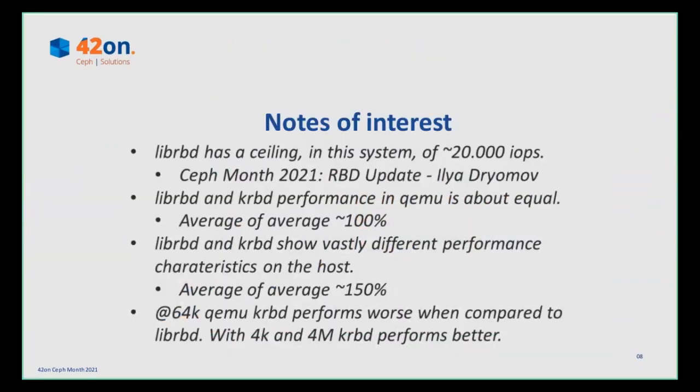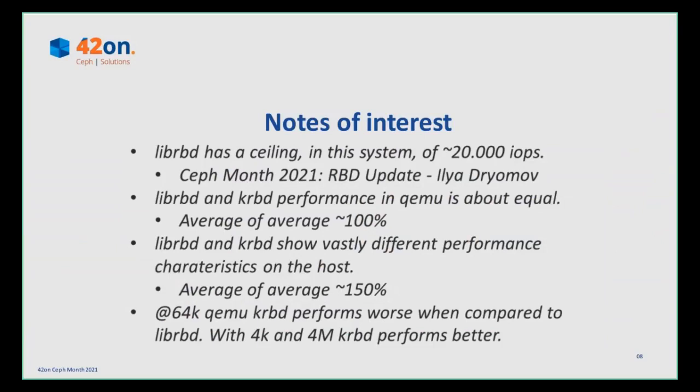Now, our notes of interest for these tests are that librbd has a performance ceiling. In this particular setup, it's about 20,000 IOPS. Last Monday, Ilya had a great talk on the RBD update, and he talked about the same ceiling, I think, but maybe Ilya can confirm this. The librbd and krbd in QEMU are about equal in performance. The average of the averages, like I said, is about 100%. So krbd performs at 100% of librbd in this case.